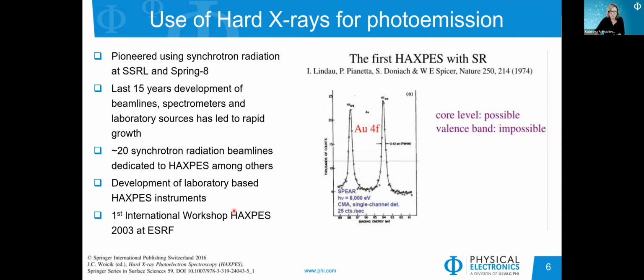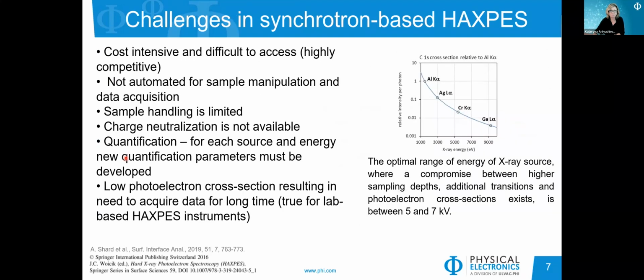The first international workshop for HAXPES was established in 2003, and up to maybe a few years back, most of the presentations were using synchrotron radiation beam lines. But now there is a big shift due to manufacturers providing lab-based systems with hard X-ray. Now there are a lot of lab-based applications that scientists can share with their colleagues.